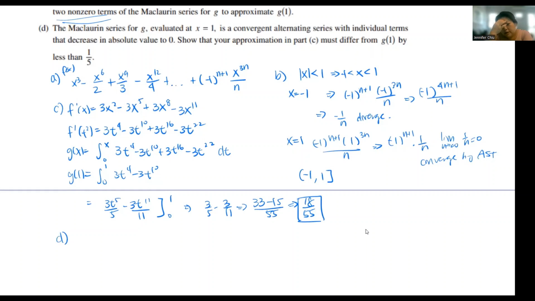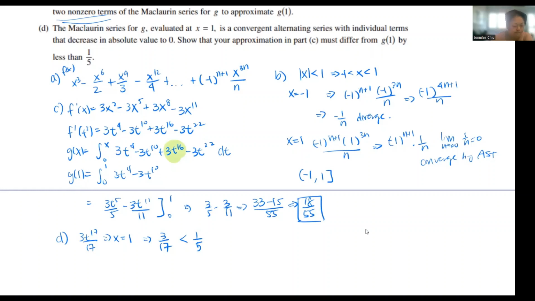Because this is an alternating series, my error is just the next term, right? So the next term is right here, 3t to the 16th, and we're taking the integral of that. So that will be 3t to the 17th over 17, right? And we're going to plug in x equals 1. This is my error. So my error is going to be 3 over 17. That is definitely less than 3 over 15, which is the same as 1/5. So this is going to prove the fact that the difference is less than 1/5.